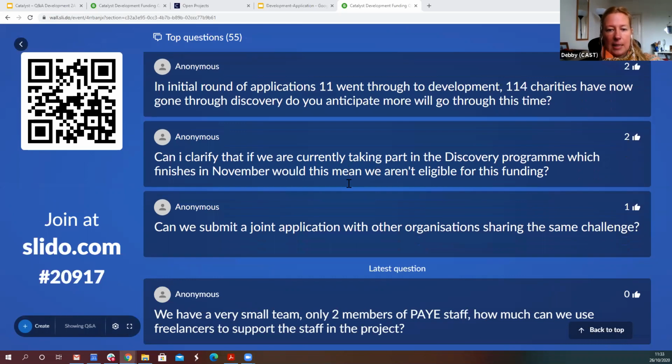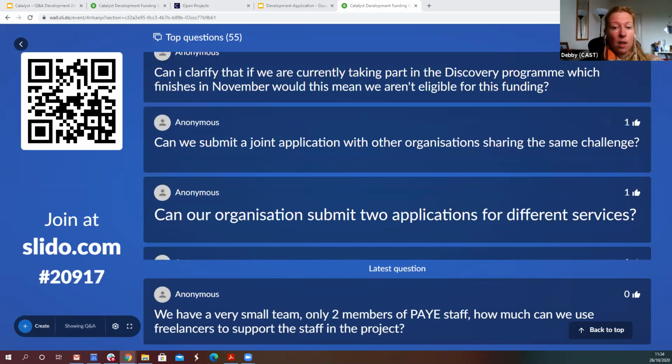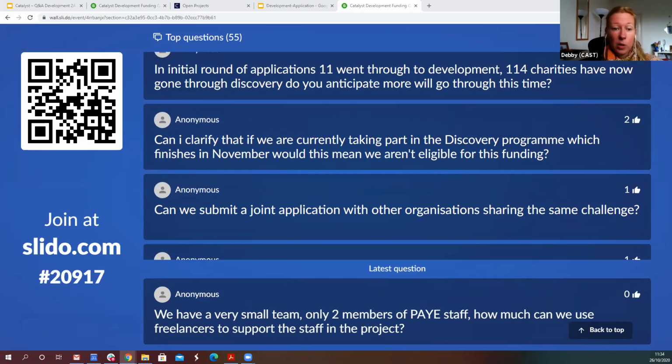In the initial round of applications, 11 went through to development, and 114 charities have done development. Yes, so we hope to fund about 30. We have invited roughly 200 organizations to this round. We don't expect everybody to apply, because it's not right for everybody. The timing is not always right for people, or they're just not quite ready. They have other things that take priority. But yeah, we're hoping to have 30, potentially more, potentially less. As David said earlier, it depends on the quality and the number of organizations that apply and the funding they're looking for.